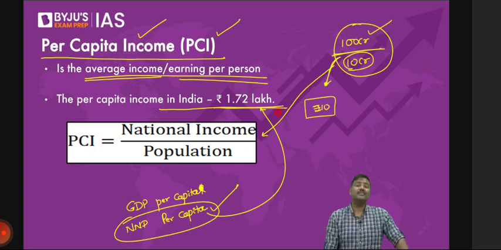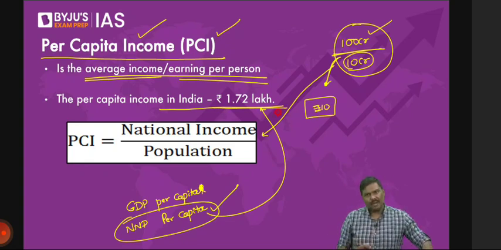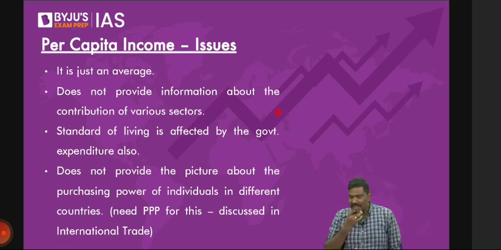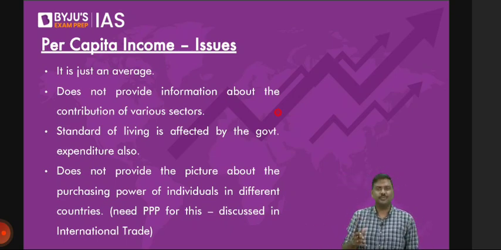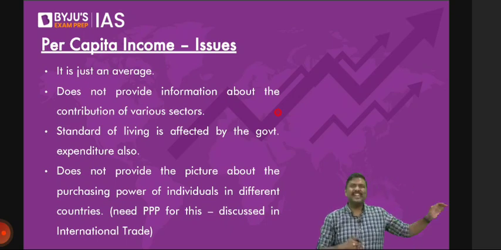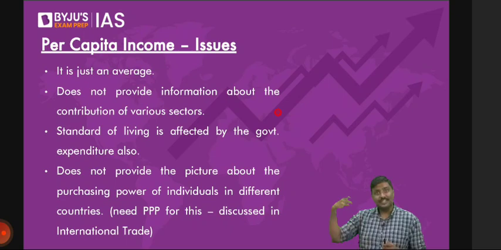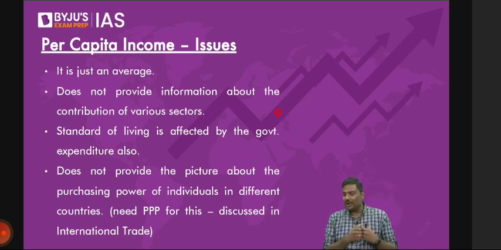Now, is NNP per capita a good indicator? Is it the best indicator you can think of? The answer is simple, no. Even NNP per capita has issues. What is the issue? Whenever you talk about per capita, either GDP or NNP, it is simply the concept of averages. That's it. It is an average.